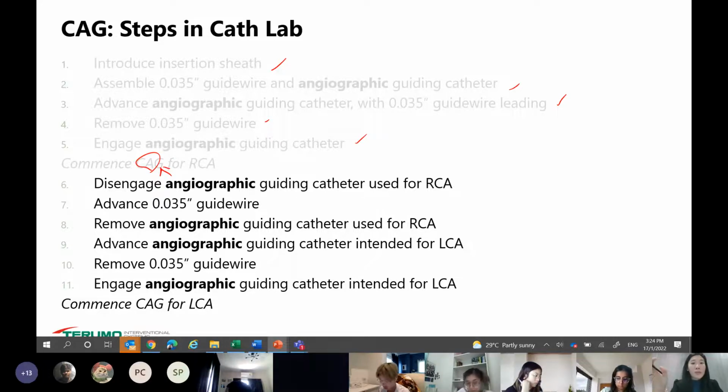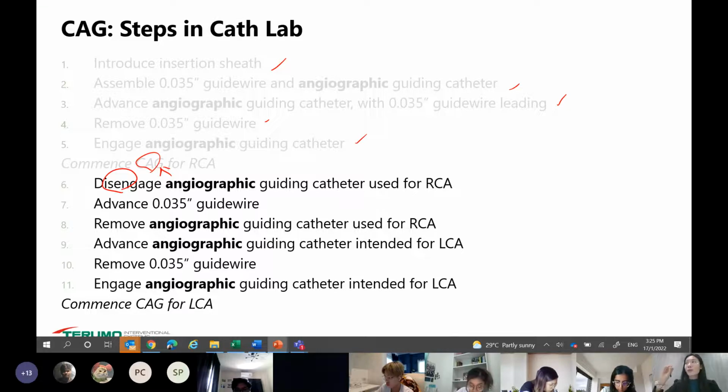So after you have taken multiple images for your right coronary artery, you will want to take the left. So you have to disengage. Disengage means removing the tip of the catheter from the opening of the ostium. So that's disengaging. Once I disengage, I will have to advance my guide wire again.